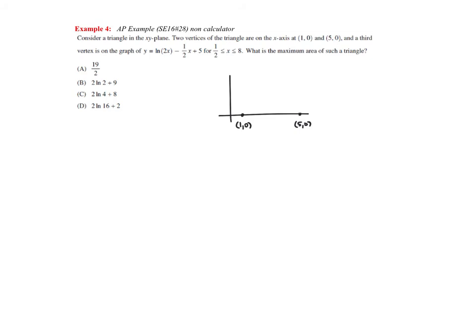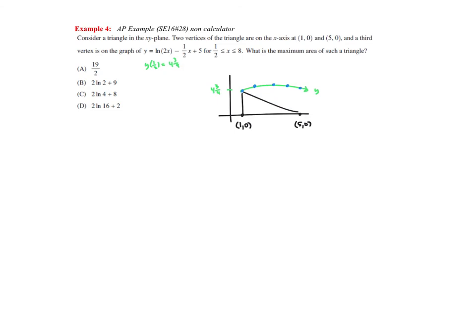Now, if I were to plug in 1/2 into this function, I'm going to get some output. Let's see what it would be. y of 1/2 would equal natural log of 1, which is 0, minus 1/4 plus 5. So I get 4 3/4. Okay, so just to give us a reference, 4 3/4. And I don't know exactly what this function looks like. I guess I could plug in an 8, but that's going to get kind of goofy looking. Generally speaking, I don't know if that's what the function looks like, but let's just pretend. So my third vertex is somewhere on this line, whether it's here or here or here or on this endpoint, whatever.